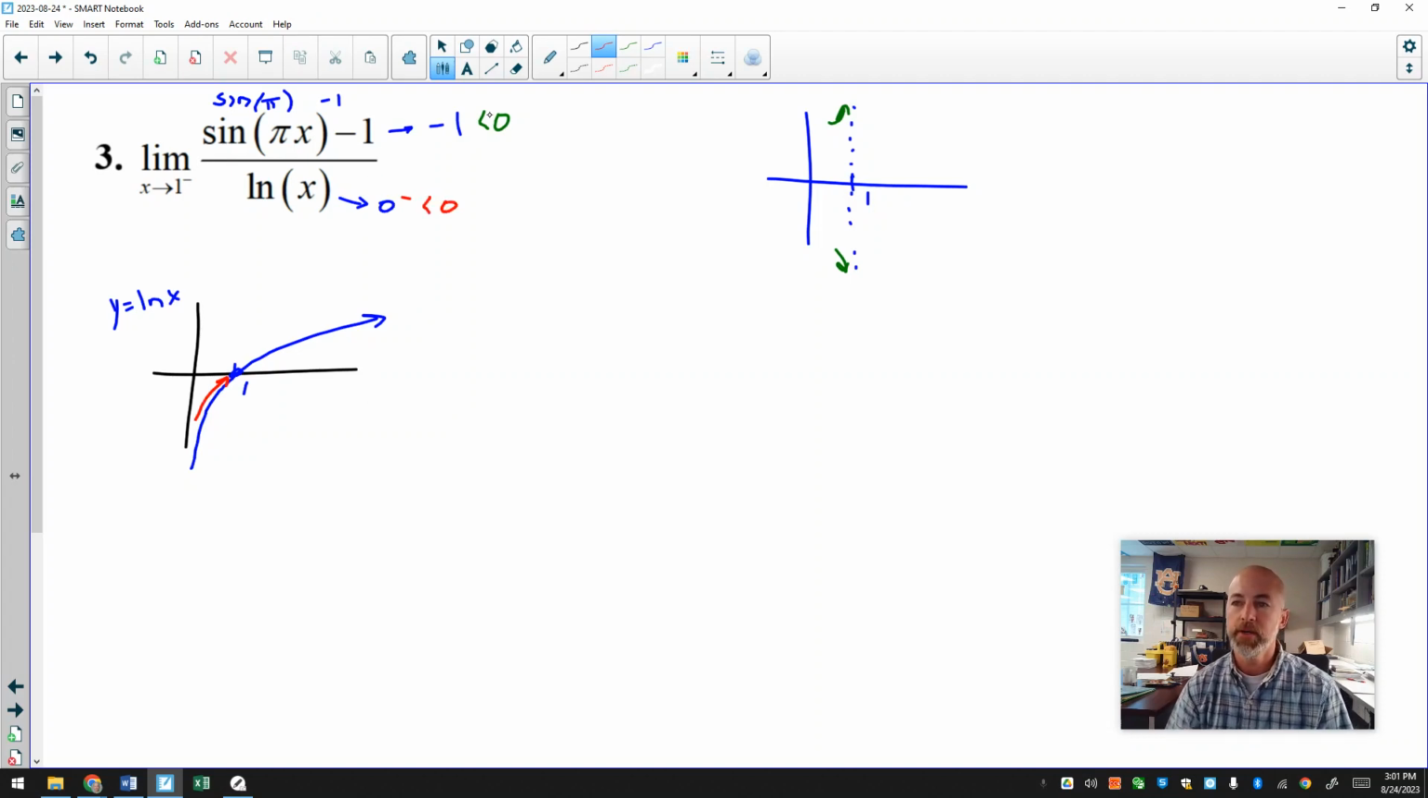So my numerator is negative. We already knew that. We just determined that the natural log of x on the left side of 1 is also negative. That means that the overall answer is going to be positive infinity. We're looking at this situation right there. So there's number 3, and hopefully these vertical asymptotes with limits made some sense for you.